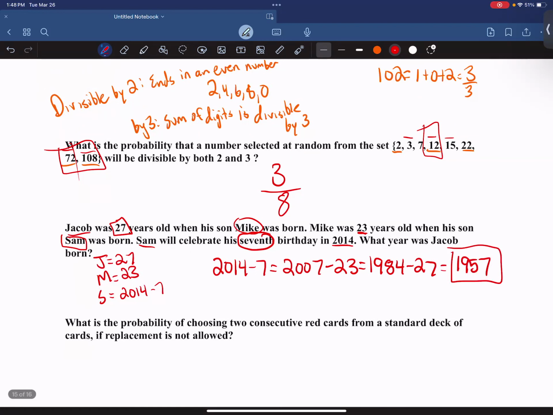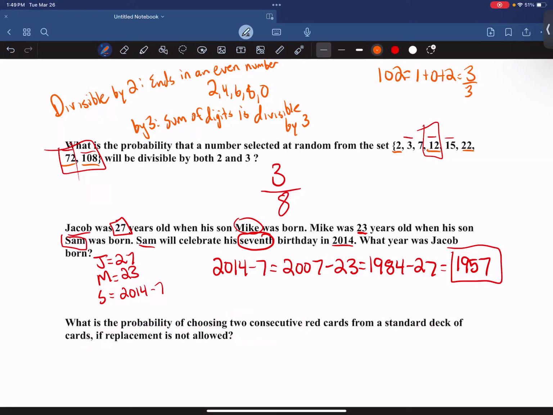Okay. What is the probability of choosing 2 consecutive red cards from a standard deck of cards if replacement is not allowed? Some key things here. Replacement not allowed, which means when we take a card out, we cannot put it back. 2 consecutive red cards, 2 red cards back to back, and it's a standard deck. Well, probability deals with decks of cards often or dice.